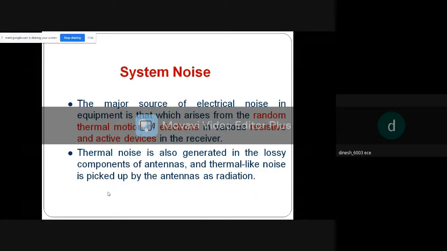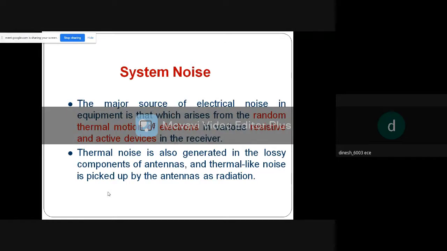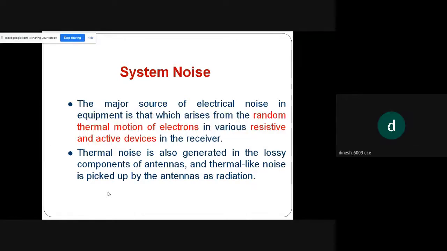The major source of electrical noise in the equipment arises from random thermal motion of electrons in various resistive and active devices in the receiver. How is this thermal noise generated? It is generated in the lossy components of antennas and is also picked up by the antennas as radiation. So due to this also, thermal noise may occur.